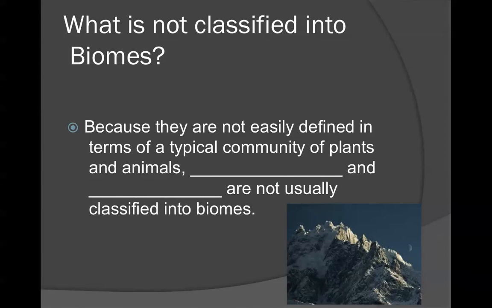Okay, so this is one where we look at what's not classified in biomes. There's a couple things not classified in biomes, and that's because we can't easily define where they are, and we can't easily define the types of plants and animals that live in them. So we would say mountain ranges. Mountain ranges are found all over the world, whether you're in Alaska or whether you're in Tennessee. We find them there. And so Alaskan mountain ranges are going to be vastly different than ones that we're going to find in Tennessee. Because they're at different latitudes, you're going to have vastly different plants and animals. And we would also say the same thing about polar ice caps. So we don't classify these into biomes.